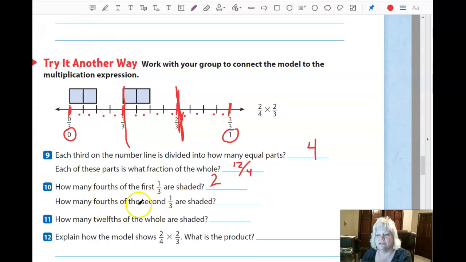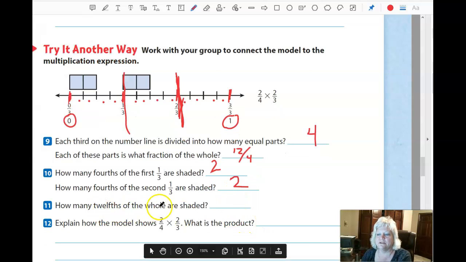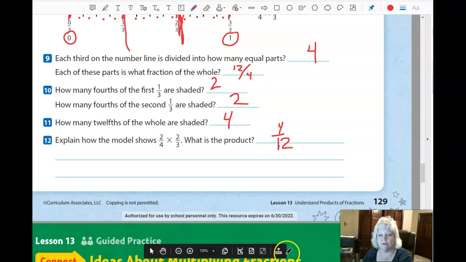How many fourths of the second 1/3 are shaded? 1/4, 2/4, 2. How many twelfths of the whole are shaded? 4. So explain how the model shows 2/4 times 2/3. What is your product? 4. And there are 12 whole sections. So the answer is 4/12.